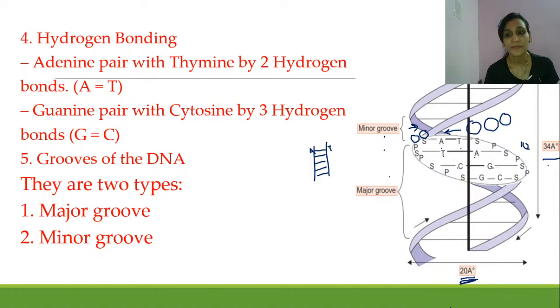For each base pair, how much rise would occur? It is very easy to calculate. Just 34 by 10. So 3.4 is the answer. With each base pair, the helix rises by 3.4 angstrom. So the height of a complete turn becomes 34 angstrom and the thickness is 20 angstrom. Just don't forget these two figures, because many times questions are asked on this.